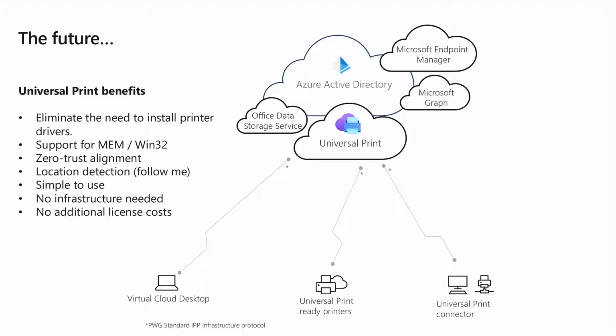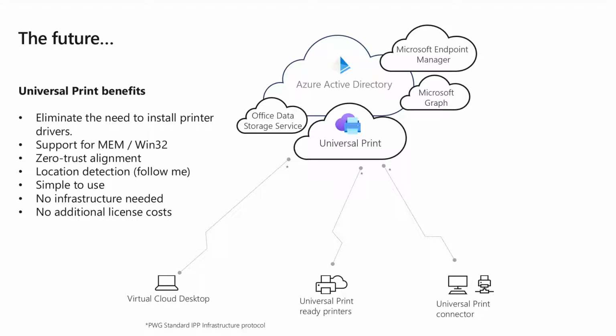That's all possible. And if you look on the downside of this picture, you see, of course, your virtual cloud desktops, but as well a universal print ready printer. And what is a universal print ready printer? A universal print ready printer is a printer that can connect directly from the print software to the printer, to the cloud universal print cloud service. So you don't have to have any connectors or whatsoever in the on-premises environment to do so.